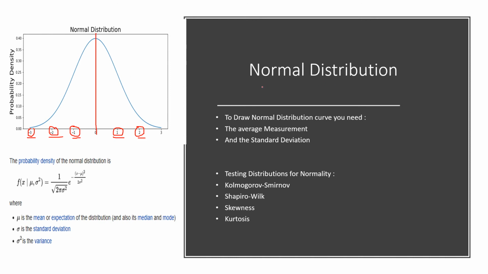So to draw the normal distribution, we need two things: the average measurement, that is the mean, and the standard deviation, that is sigma. The mean will tell where the central value of the distribution is, and sigma, the standard deviation, will tell the width of this curve. That's how we can plot the normal distribution.